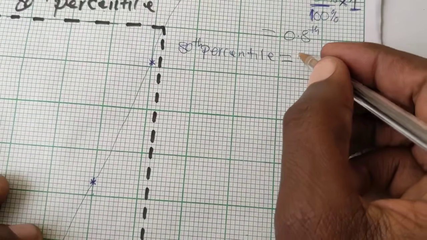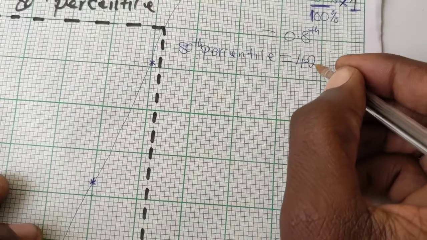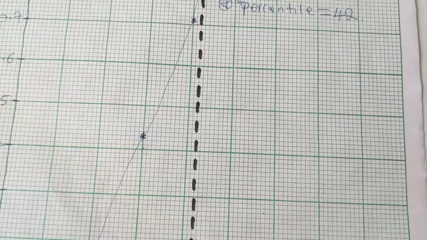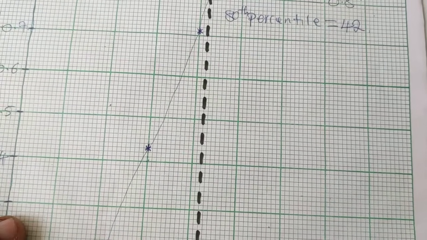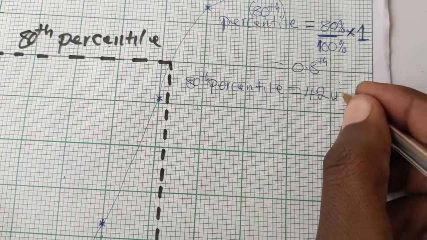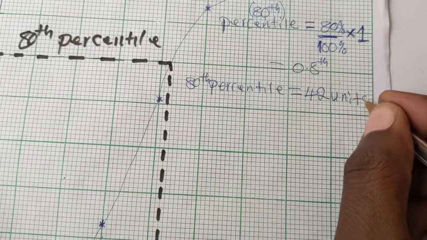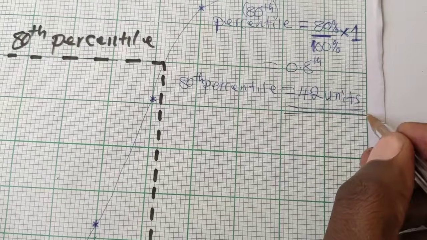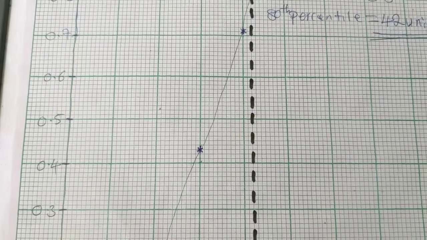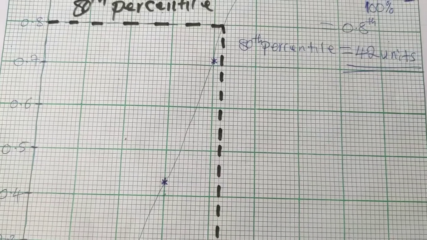So you write 42. Now 42 what? Because this one has units, you just say units. That is how you solve this kind of question.